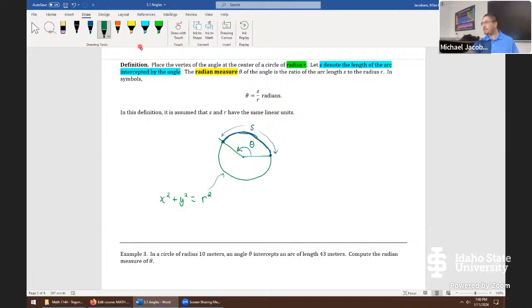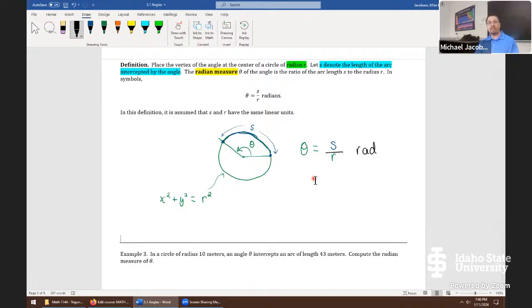So that tells us that our angle theta is going to be your arc length S divided by the number of radiuses, and we say it's radians, or you could abbreviate that to rad for radians. So that's our new definition of angles in radian measure.